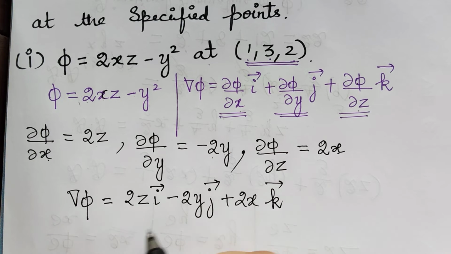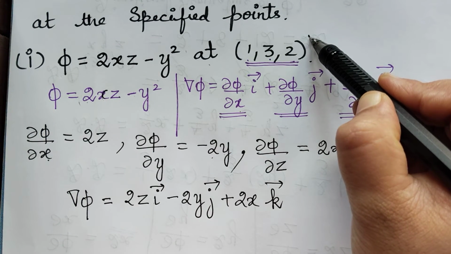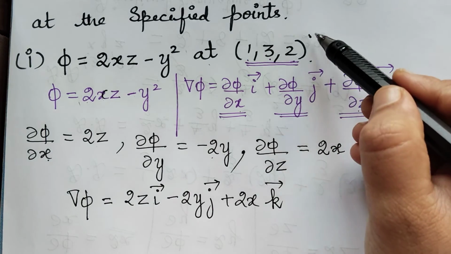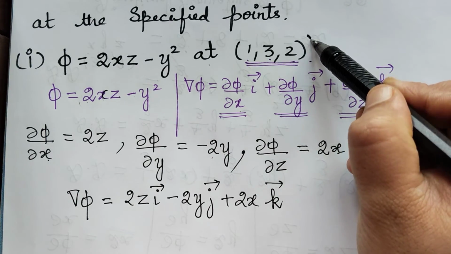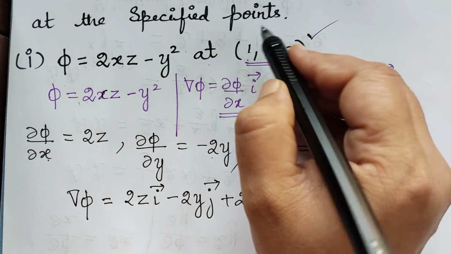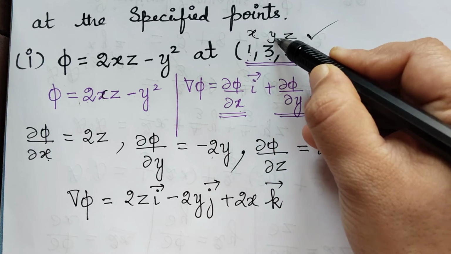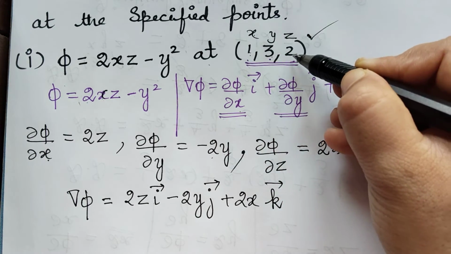Usually the problem stops here unless the point at which we have to find nabla phi is given. So now here the point is given. So at the point (1, 3, 2) we have to find nabla phi. And so the point (1, 3, 2) will be taken as x, y, z, and so the value of x is 1, value of y is 3, and value of z is 2.